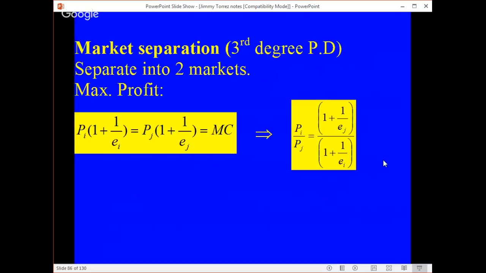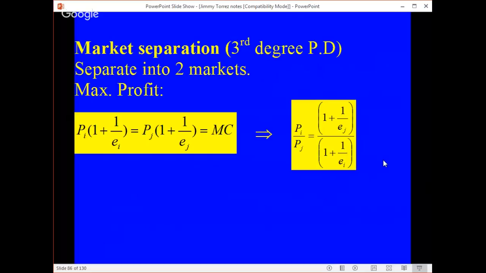So basically, if I want to separate the market into two different groups, I want a price according to elasticity. I'm going to give the group with the more elastic demand curve a lower price, and the other group with the more inelastic demand curve a higher price, right? We know that the profit maximizing point was P times 1 plus 1 over the elasticity of demand equal to marginal cost, given the elasticity of demand.